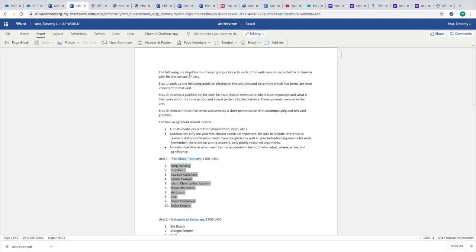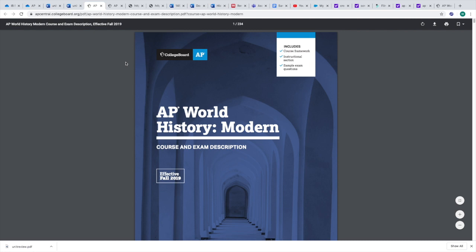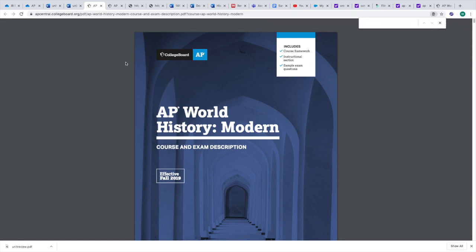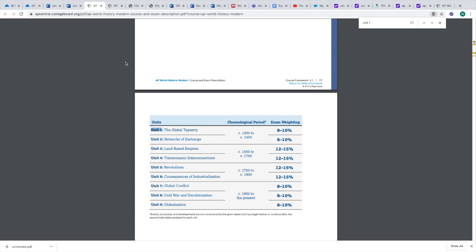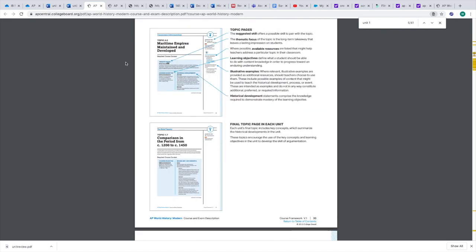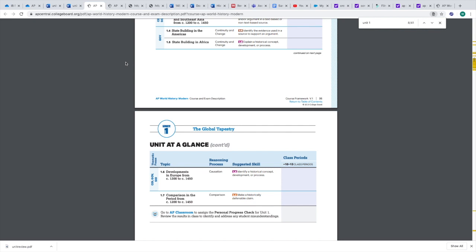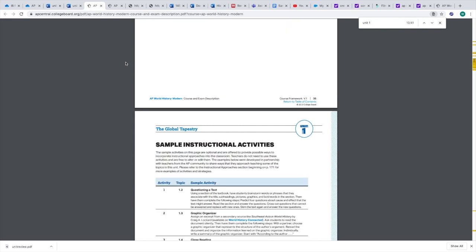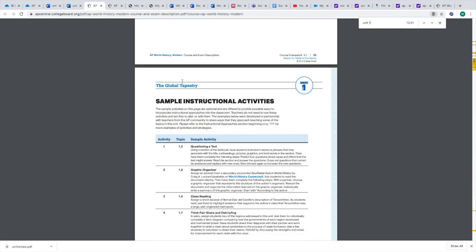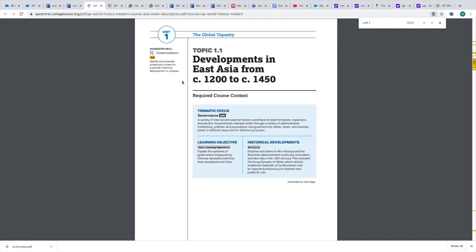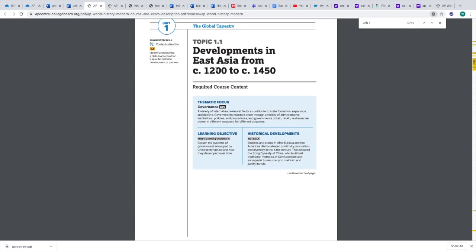So when you click on this, you will get to the AP guide. If you want to go through very quickly, you can use your find feature. I'm just going to type in unit 1 right here, and I'm going to get all the way to the unit. As you can see, they have these sample instructional activities, and then they give you the topic, developments in East Asia from about 1200.